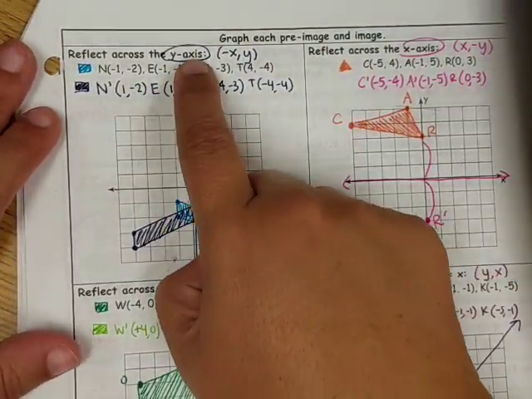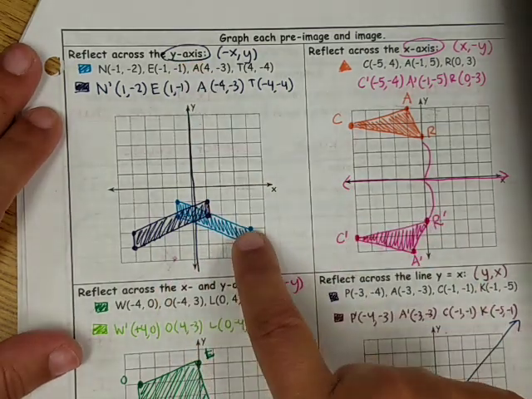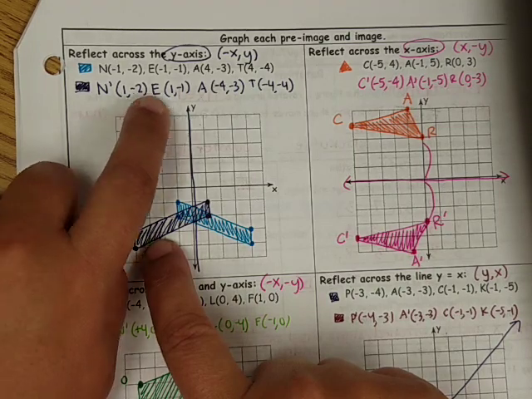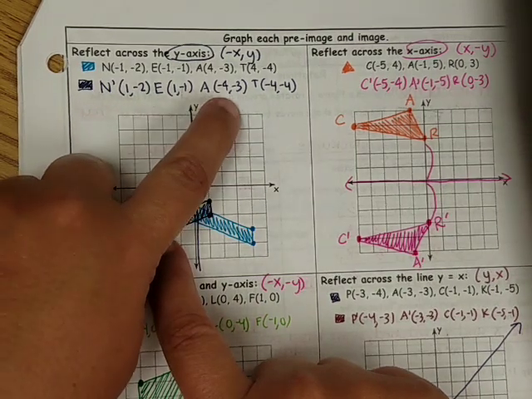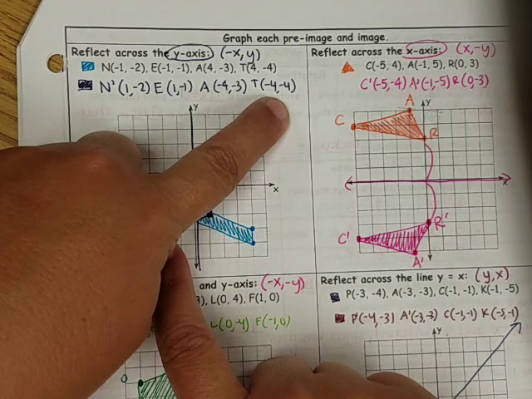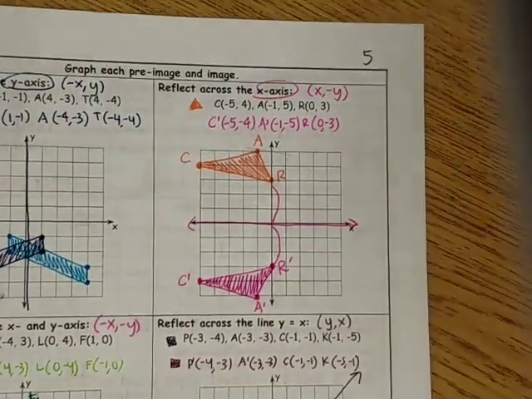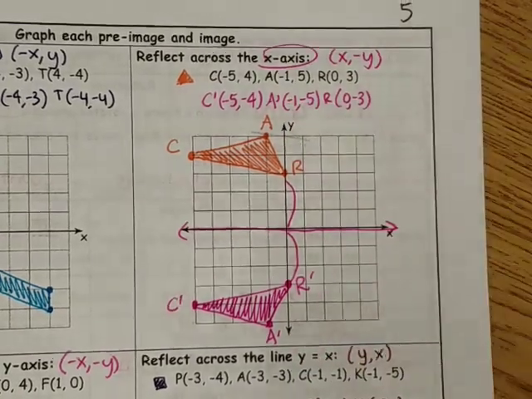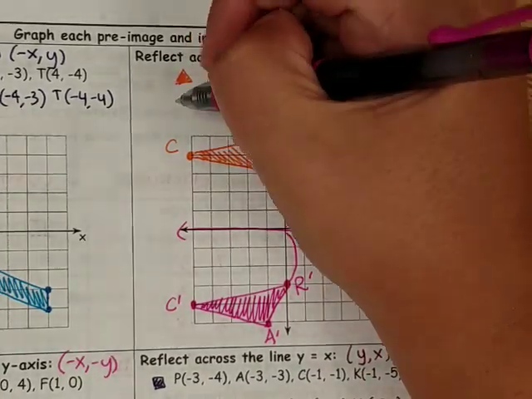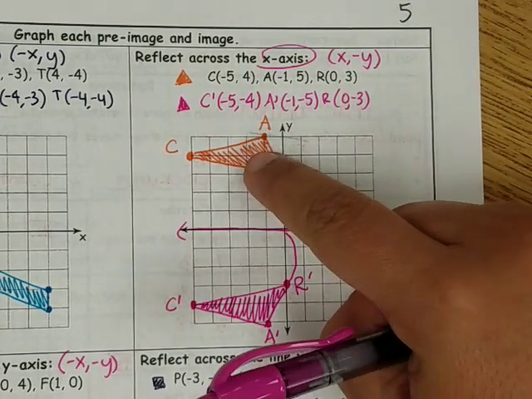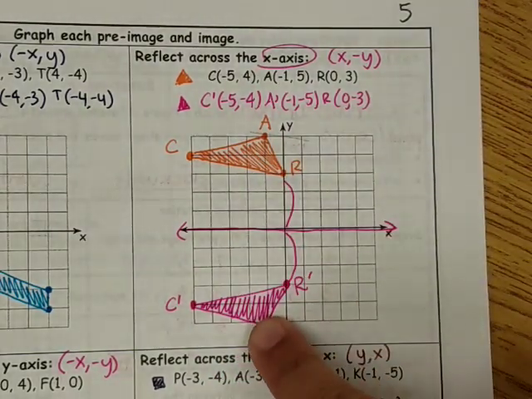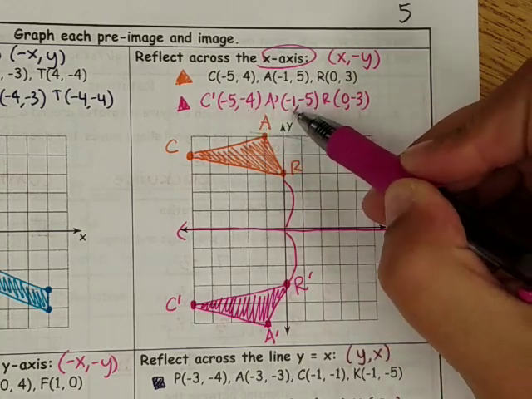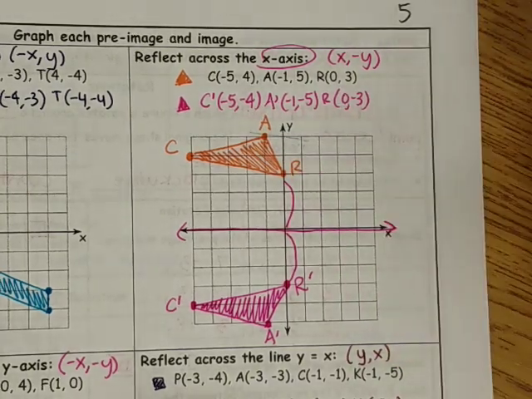All right, so you're going over the y-axis. So my light blue becomes my navy blue, and my new points are 1, negative 2, 1, negative 1, negative 4, negative 3, negative 4, negative 4. All right, my orange triangle becomes my pink triangle. I'll draw that right here. So orange reflects over x-axis and is down here. So my new points are negative 5, negative 4, negative 1, negative 5, and 0, negative 3.